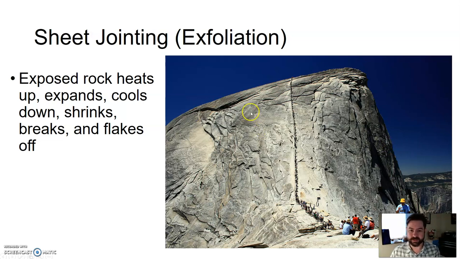And you can see the layers coming off of this rock. That would be sheet jointing exfoliation. A lot of times it's with more rounded structures, but not always. So this is, I believe, Half Dome. This is Half Dome in Yosemite National Park.